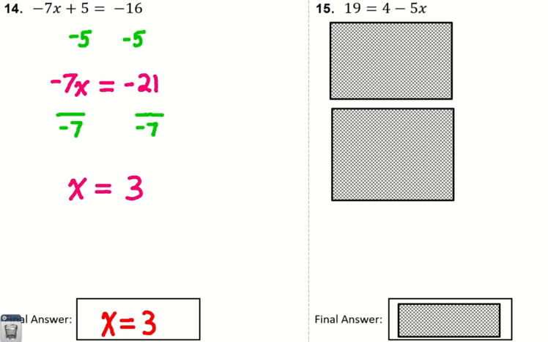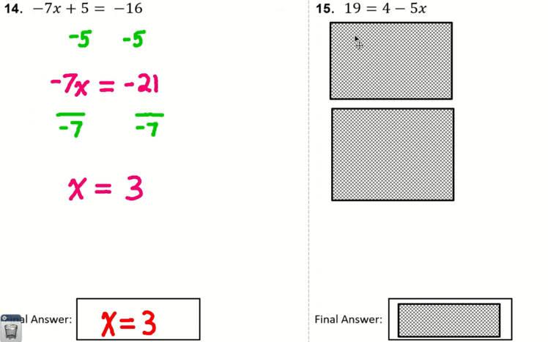Okay, number 15, there's a little bit of a curveball, I guess. In number 15, we have the x over here. We have to get rid of this 4 and this 5, or it's basically a minus 5. So what do we do first?